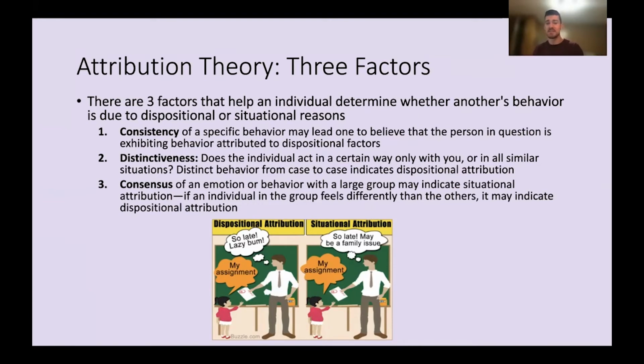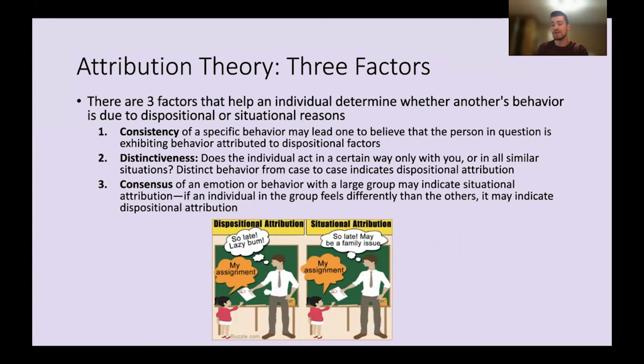So number one, consistency of a specific behavior may lead one to believe that the person in question is exhibiting behavior attributed to dispositional factors. So what that means is if you know your best friend and you see them acting in a specific way for years across multiple similar situations, that's probably due to dispositional factors, because the situational factors are going to change throughout the years if they're in different environments. But if they're still acting the same exact way in each environment, it's probably due to dispositional factors, because the only thing that's not changing are those internal factors. So the consistency of something indicates that it's a dispositional factor.